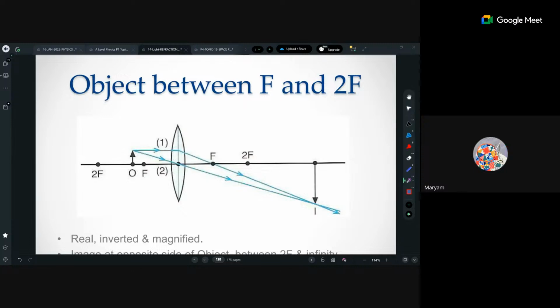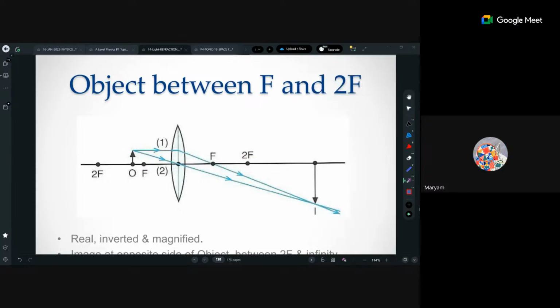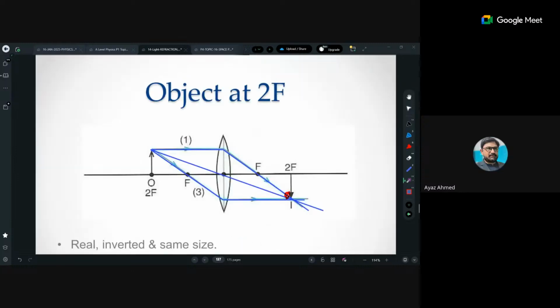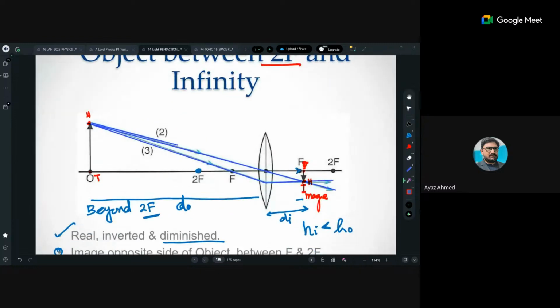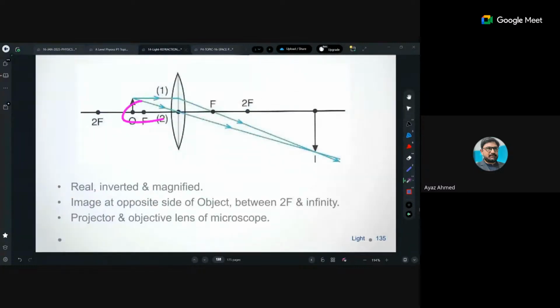Isn't it moving away? Yeah. Just see again. Look at this. The object is far away, the image is closer. Object is brought closer, image moved a bit away. Object is brought even closer, image is moved even more away.